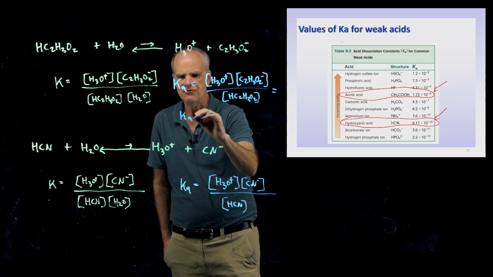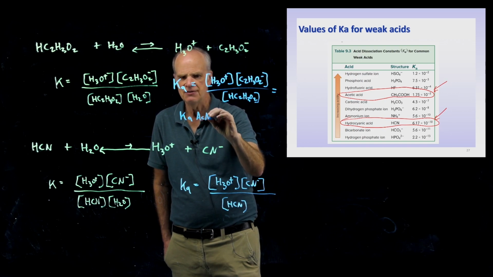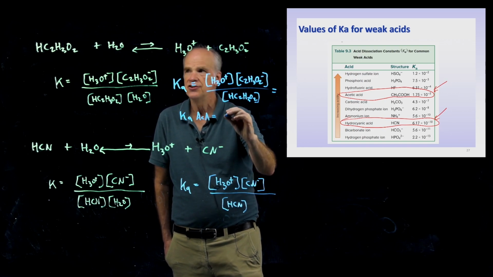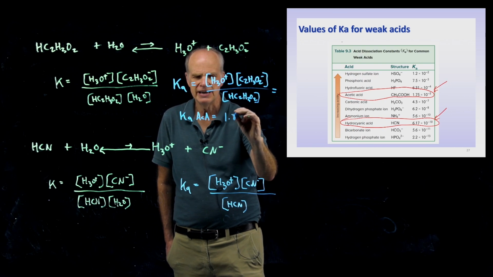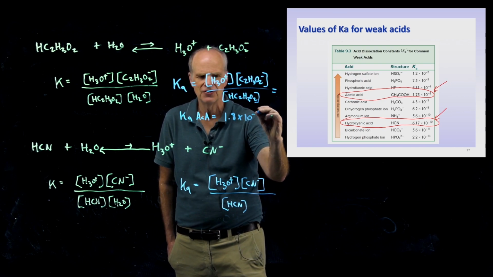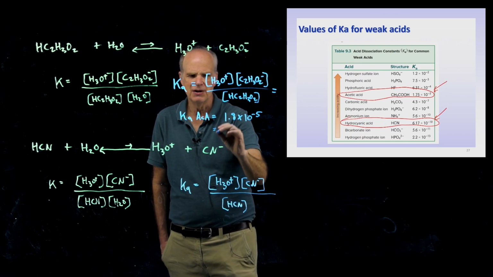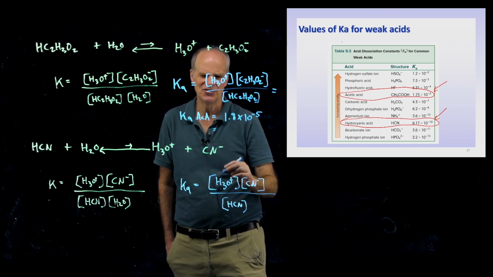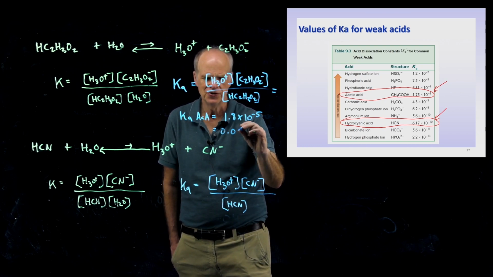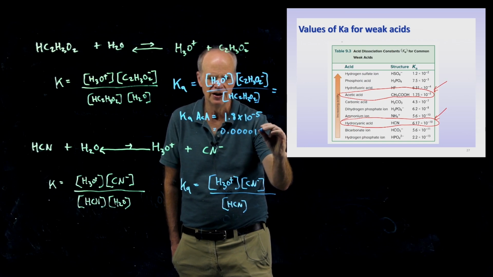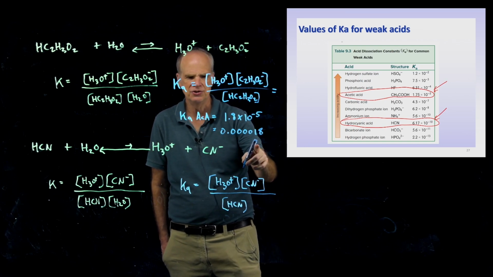So the Ka for acetic acid, I'm going to write ACA for acetic acid, is around 1.8 times 10 to the negative 5. There are no units here, and so let me remind you what a small number that is. It's 0.000018. Again, no units here.